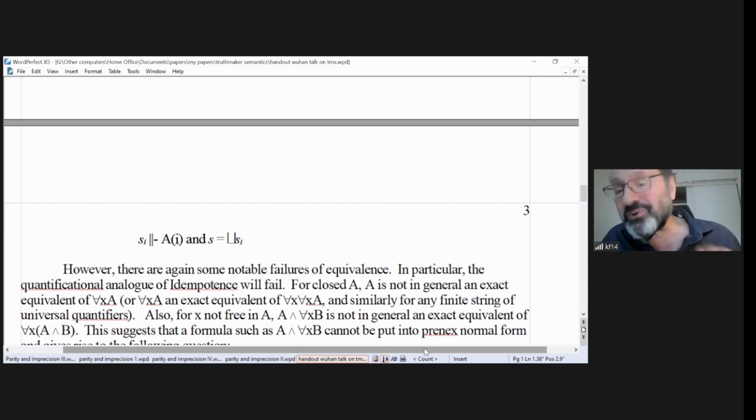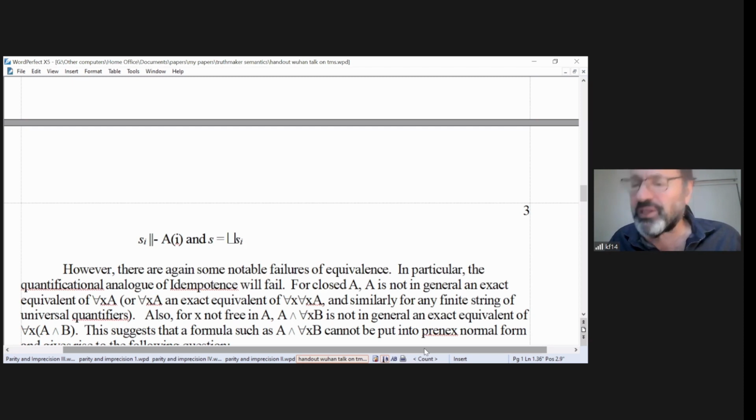Now, that distribution principle is one of the principles we use in putting formulas into prenex normal form. I don't know if you remember this material on prenex normal form. We've got a formula of quantificational logic. There's a theorem that says it's going to be classically equivalent to a formula in which all the quantifiers come at the front, and then you have a non-quantified formula following them. So you can move all the quantifiers to the front.